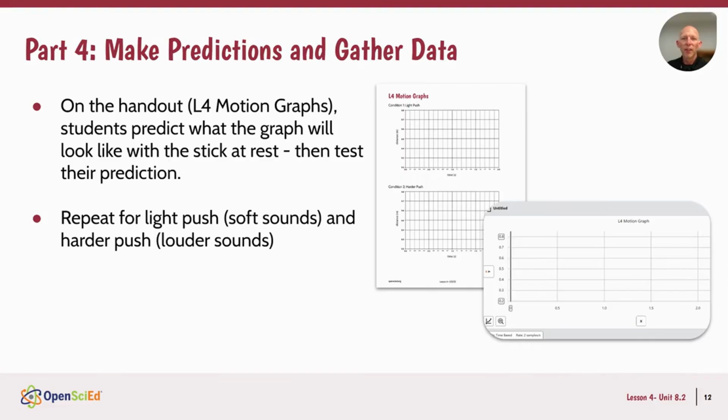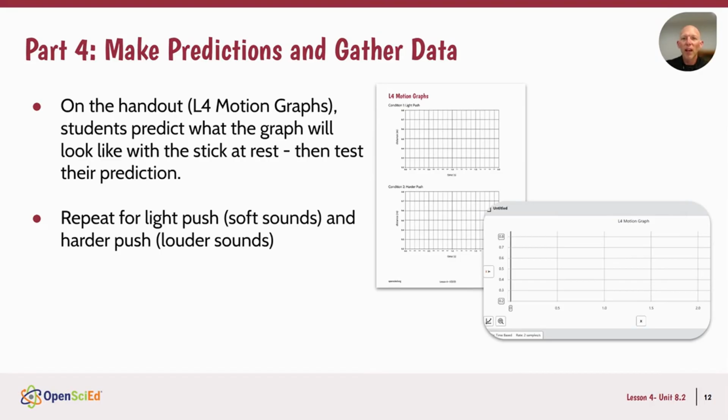Part 4, you're going to give students a handout where they're going to track the data. First, though, before you do the test, have them make predictions. So start out by having them predict what the graph will look like if the stick just sits there and doesn't even move, like you apply no force to it. The line's going to start out at 0.5 with a dashed line. That's what I do. Have students make their prediction of what the line's going to look like.